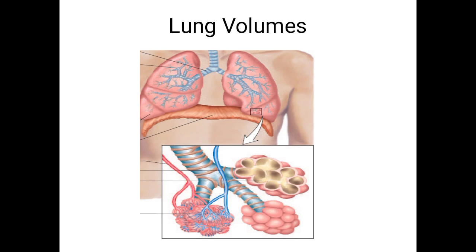Learn regarding lung volumes. To start with, we know that lungs is nothing but a bunch of alveoli. Alveoli is the basic functional unit of lung. We are having around 300 million alveoli.